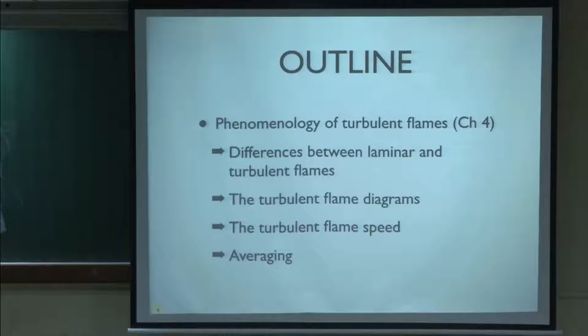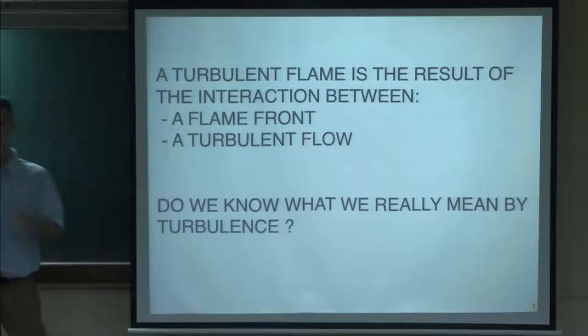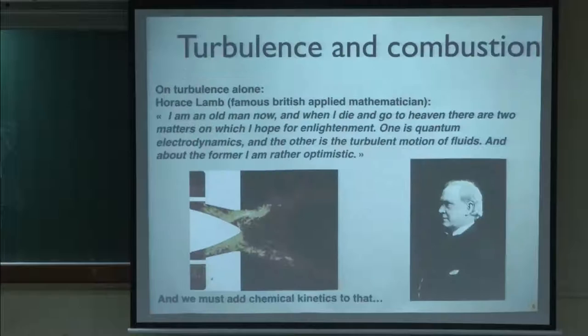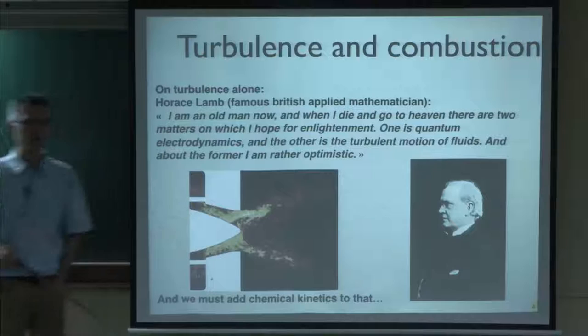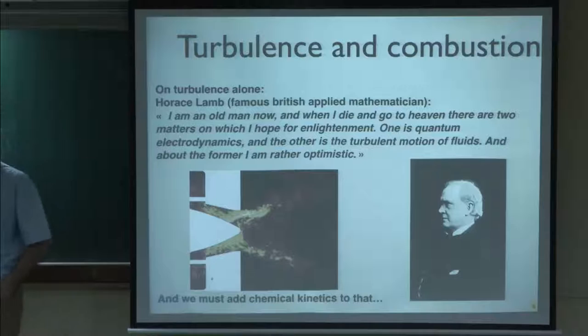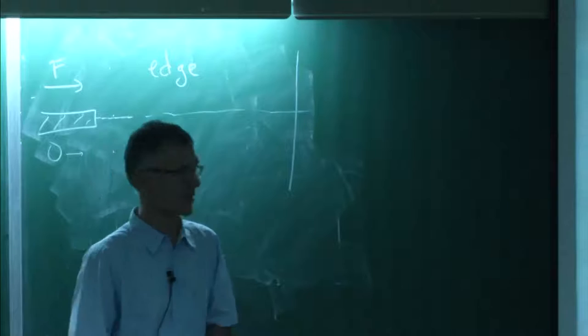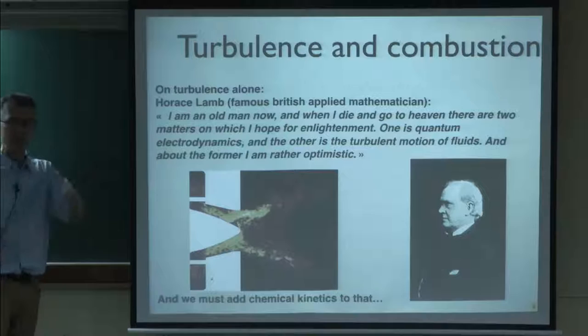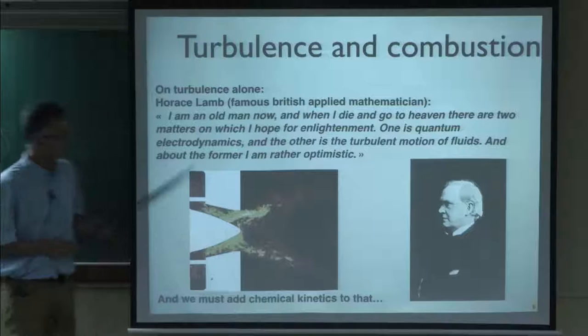So just remember that a turbulent flame is the result of the interaction between the flame fronts, premixed, diffusion, whatever you want, and the turbulent flow. And you remember that I showed you this movie about what turbulence is. I just want to quote a famous statement here by Lamb. Lamb was the guy who created the Lamb vortex, and he was not really optimistic about turbulence. Many people tell you, I'd rather do quantum mechanics than turbulence. Simpler. One of my students told me he's coming back to the Schrödinger equation. I mean, turbulence is too complicated. So we have to handle not only turbulence, but turbulence and combustion.